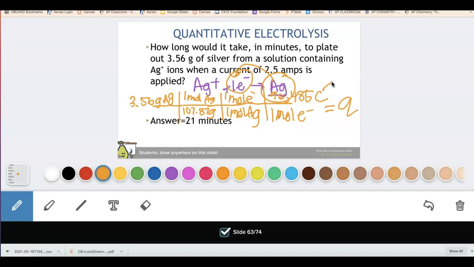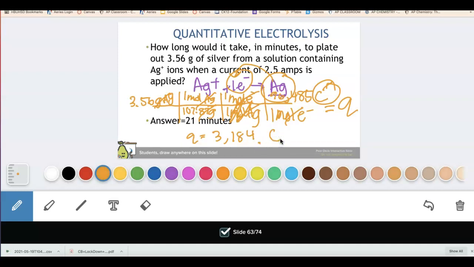So we calculate this out. 3.56 divided by 107.87. The 1 and 1 right here aren't going to do anything. So grams cancel, moles cancel, we're left with charge, coulombs. And we multiply by 96485, Faraday's constant. I'm going to keep the whole number. So Q ends up being 3184 point whatever. Keep the whole number in your calculator.